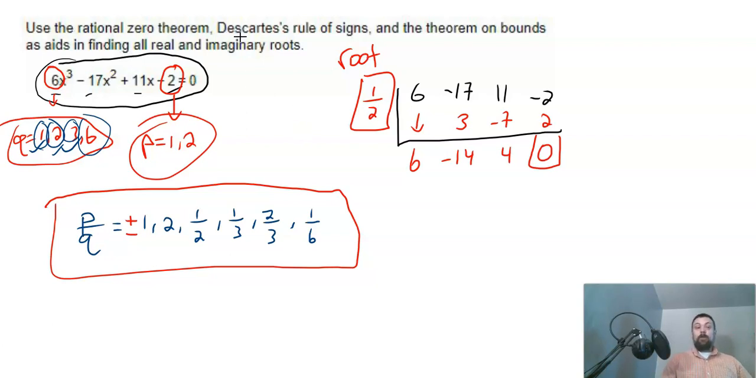We learned this earlier in the video. The degree tells me the number of roots that there should be. The degree is 3, so I'm expecting 3 roots, 3 solutions to this equation. I have 1 so far.